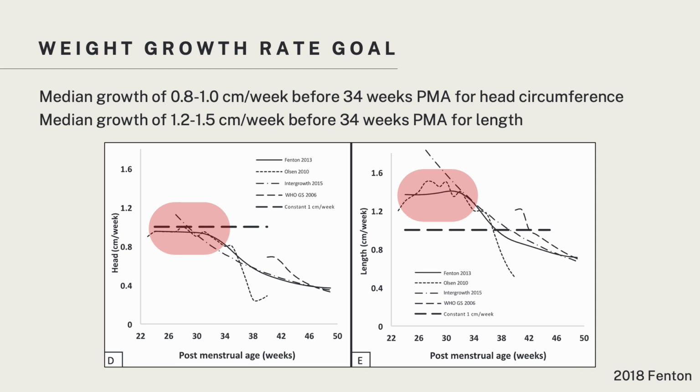For length, the median intrauterine growth velocity is around 1.2 to 1.5 centimeters per week before 34 weeks postmenstrual age. For head circumference, the median growth velocity is around 0.8 to 1.0 centimeters per week. A general theme here is that the intrauterine growth rates of all parameters begin to decrease after the fetuses reach 34 weeks postmenstrual age. Also, these values represent median growth velocities calculated from the 50th percentile curves. Those fetuses tracking lower or higher percentiles may have different rates of growth.